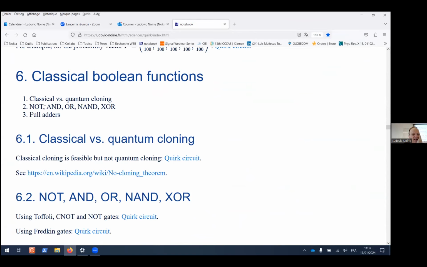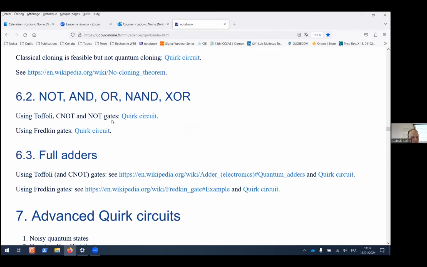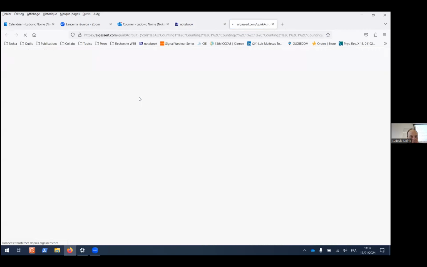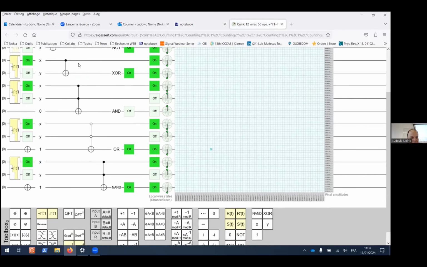We can realize the classical function, so the classical Boolean function, by using quantum gates with classical inputs, meaning the states 00, 01, 10, and 11 on 2 bits, so 0 to 3 in decimal notation. There are some realizations using the Toffoli gate, for example. Here you will have some way to realize this Boolean function.